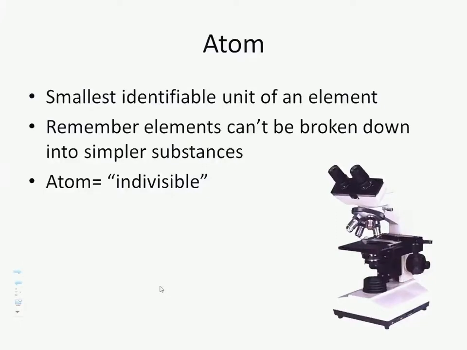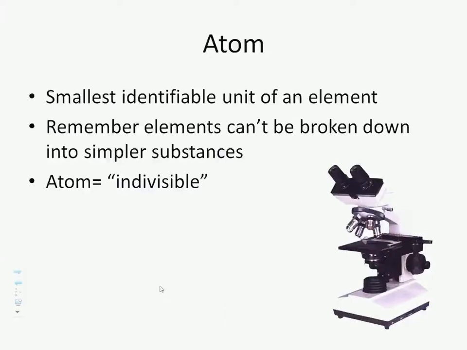Let's say you have half of a carbon atom. What does that even mean? Could you then tell that it was carbon? No. These elements can't be broken down into simpler substances. So that's what led to the original term of atom, which literally meant indivisible, as Democritus suggested, is that the atom is the smallest portion of an element that you can have and still have that element.